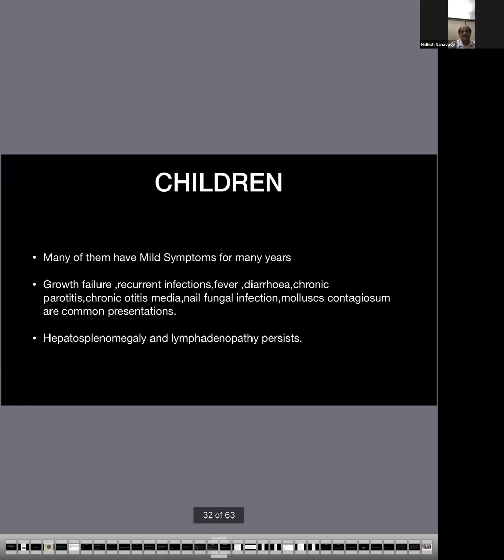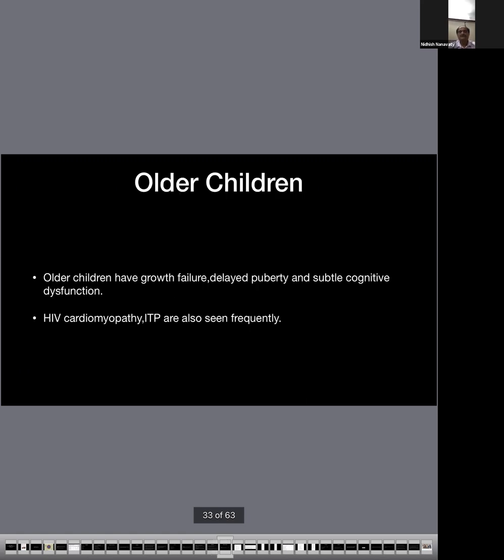In children, many of them have mild symptoms for many years, and they may present as growth failure, recurrent infection, fever, diarrhea, chronic parotitis, chronic otitis media, nail and fungal infection. Molluscum contagiosum is a common presentation. Hepatosplenomegaly and lymphadenopathy can be there. Older children have growth failure, delayed puberty, and subtle cognitive dysfunction. HIV cardiomyopathy and ITP are also seen frequently.